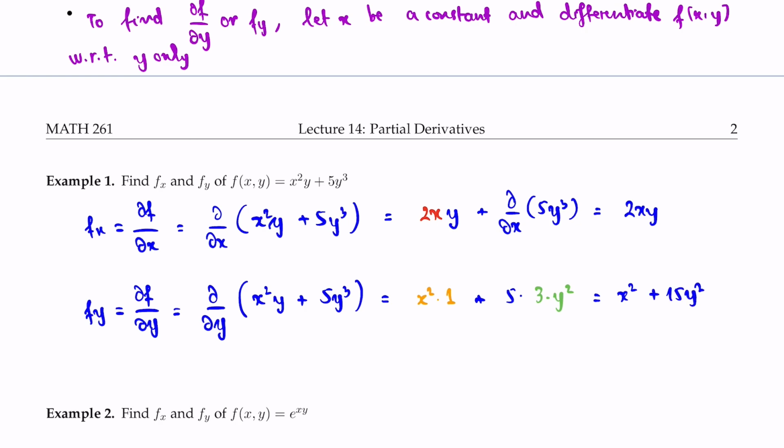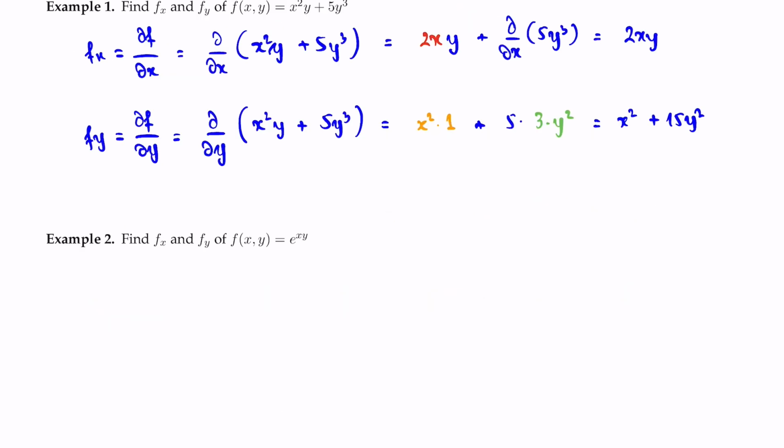So as you can see, when taking the partial derivative with respect to x and with respect to y, you have a different answer. For the next example, in example 2, you want to find the partial derivative with respect to x and the partial derivative with respect to y of the function f of x comma y equal to e to the xy. So f sub x is equal to partial f, partial x, or this is partial x of e to the xy. Again, in this context, y is a constant and x is the variable that you need to take the derivative on.